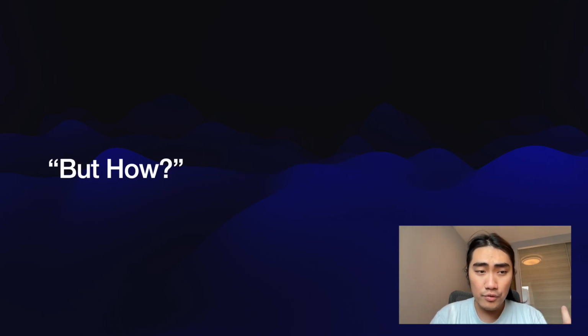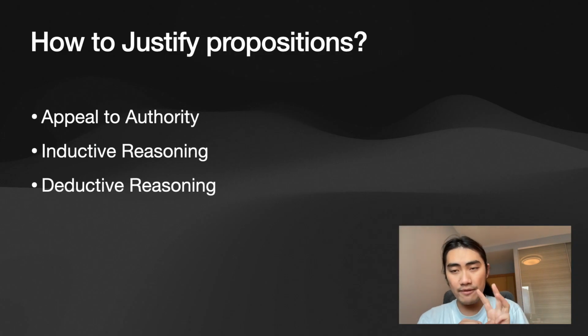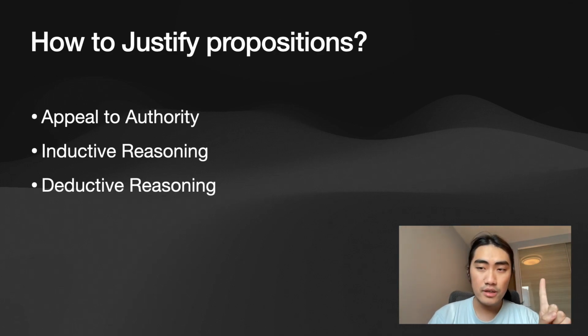And how do we infer these facts directly from our application? Let's go back to a very simple question. How do we justify a proposition? We have three major methods to justify a proposition. First, we could appeal to authority.